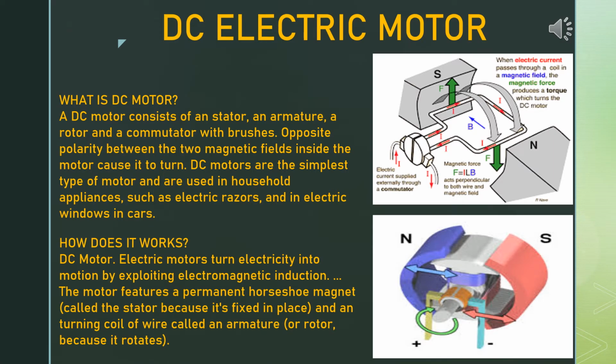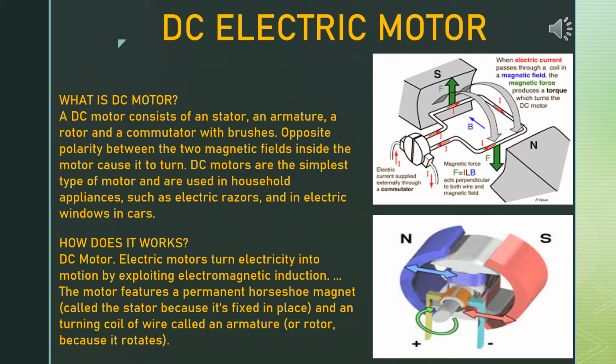First, I am explaining the DC electric motor. What is a DC motor? A DC motor consists of a stator, an armature, a rotor, and a commutator with brushes. Opposite polarity between the two magnetic fields inside the motor causes it to turn. DC motors are the simplest type of motor and are used in household appliances such as electric razors and in electric windows in cars. How does it work?